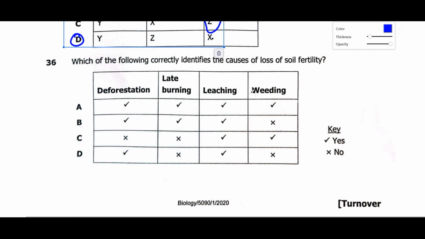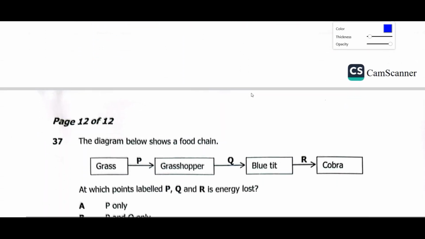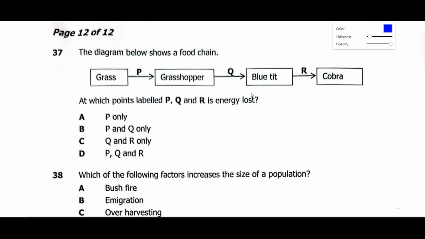Question 36. Which of the following correctly identifies the causes of loss of fertility? Deforestation, yes, it does. Burning, it does. Leaching, it does. Weeding, no. Weeding is the removal of weeds, and this can make the soil more fertile. So we move on to question 37.